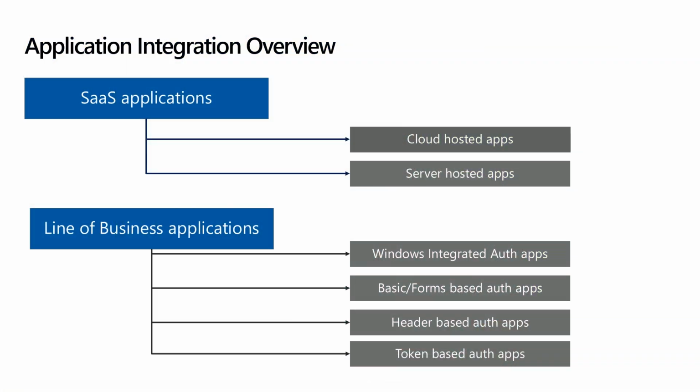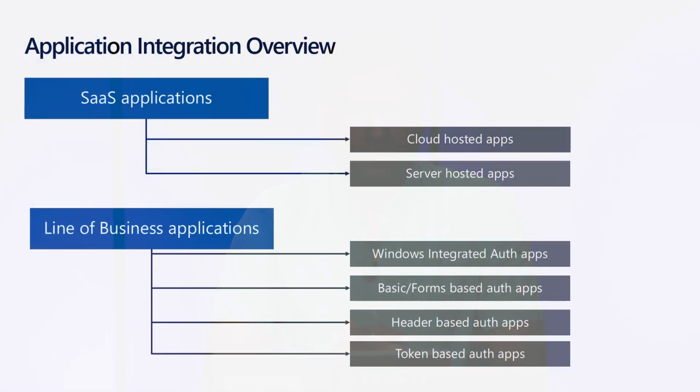When we look at the application integration overview, there are majorly two types of applications we are talking about. First is the SaaS application, and the next is the line of business application. With SaaS applications today, there are cloud-hosted applications and server-hosted applications. We will go into the details a little later, but most of these SaaS applications today support some sort of federation or token-based authentication.